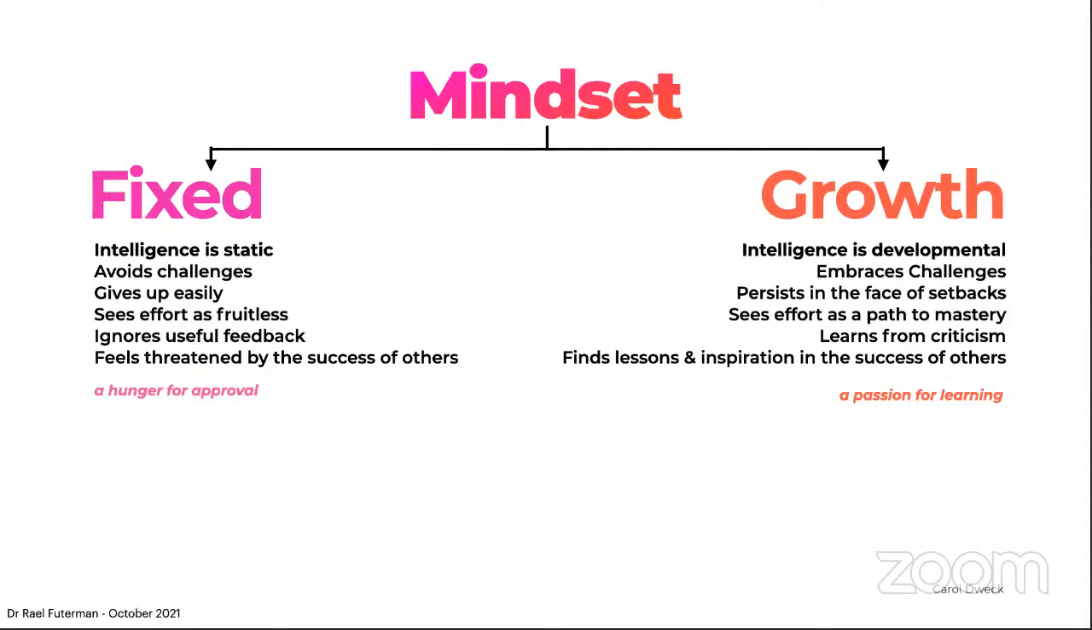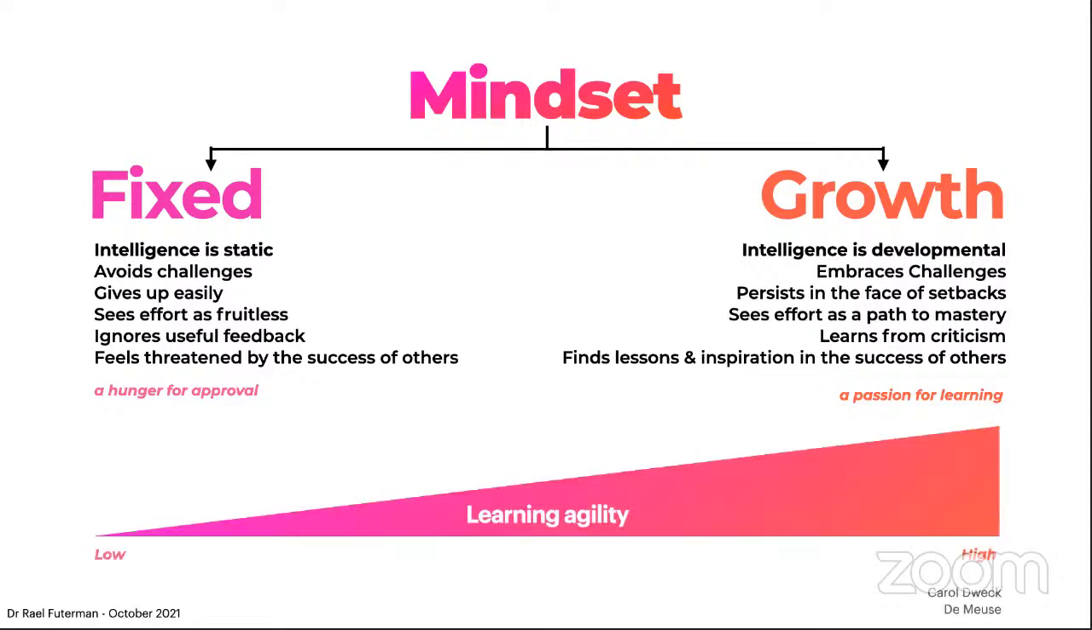And how do we find lessons and inspiration in the success of others? So again, learning with and learning from as well. And so it's this shift from a hunger for approval to a passion for learning. And I think we know that learning agility is one of the critical skills of the future. And this is something that we really need to begin developing as well.